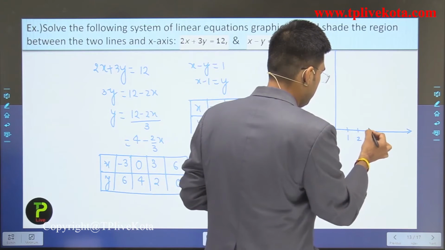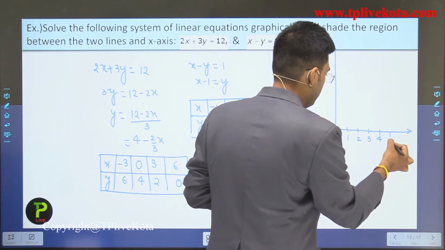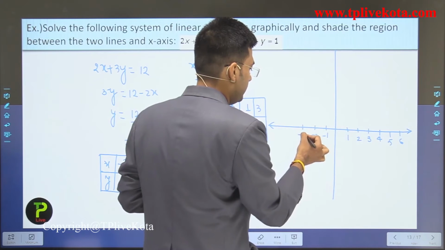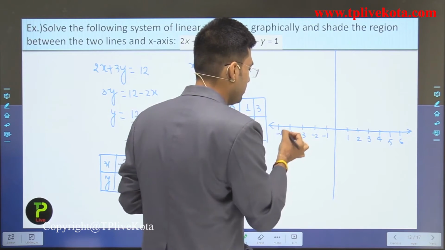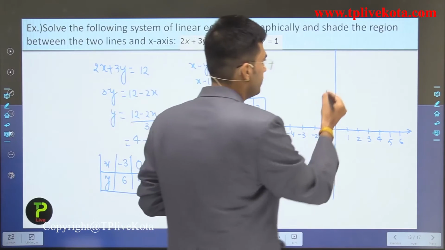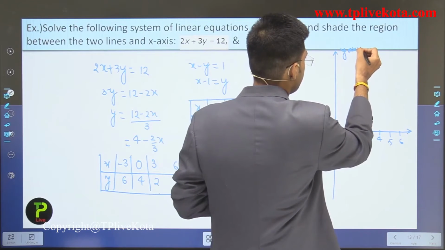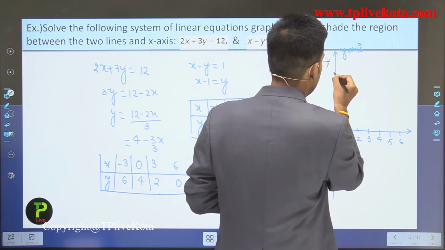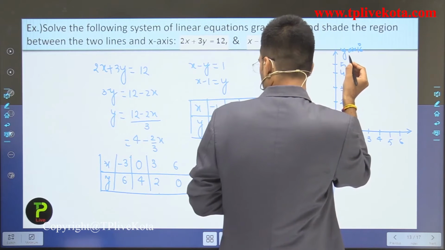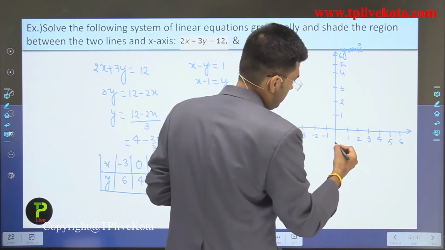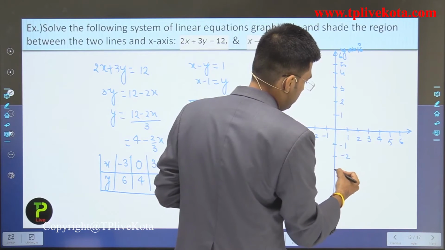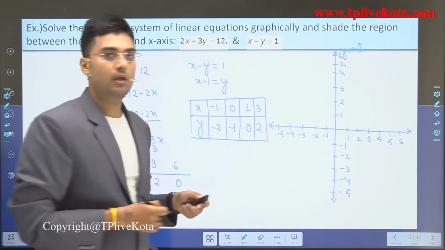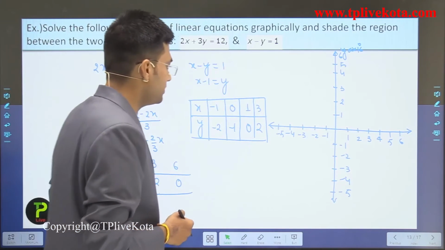On the x-axis, 1, 2, 3, 4, 5 and 6, minus 1, minus 2, minus 3, minus 4 and minus 5. Clear? Now on the y-axis, 1, 2, 3, 4, 5 and 6, minus 1, minus 2, minus 3, minus 4, minus 5. Clear? Now let's plot the point minus 3 comma 6.